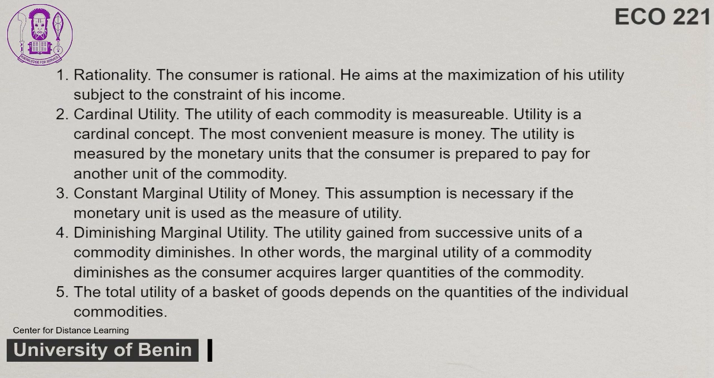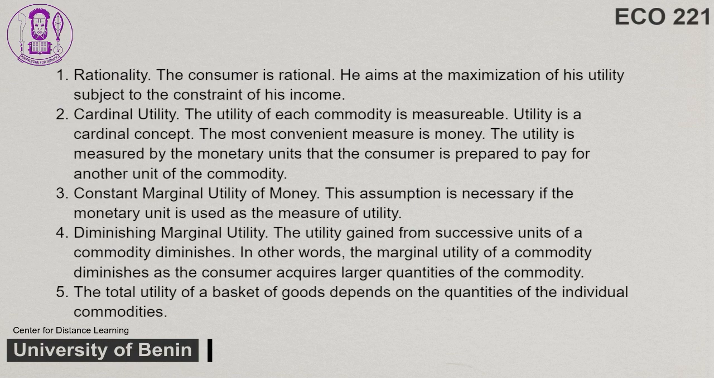2. Cardinal utility. The utility of each commodity is measurable. The utility is a cardinal concept. The most convenient measure is money. The utility is measured by the monetary units that the consumer is prepared to pay for another unit of the commodity. 3. Constant marginal utility of money. This assumption is necessary if the monetary unit is used as the measure of utility.